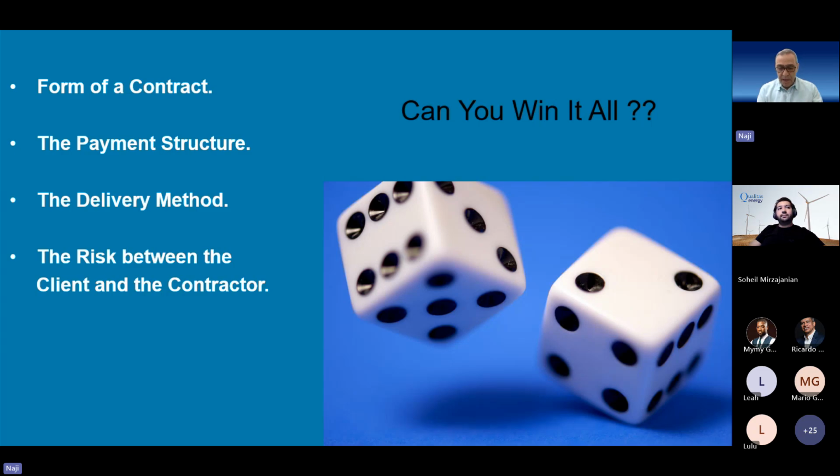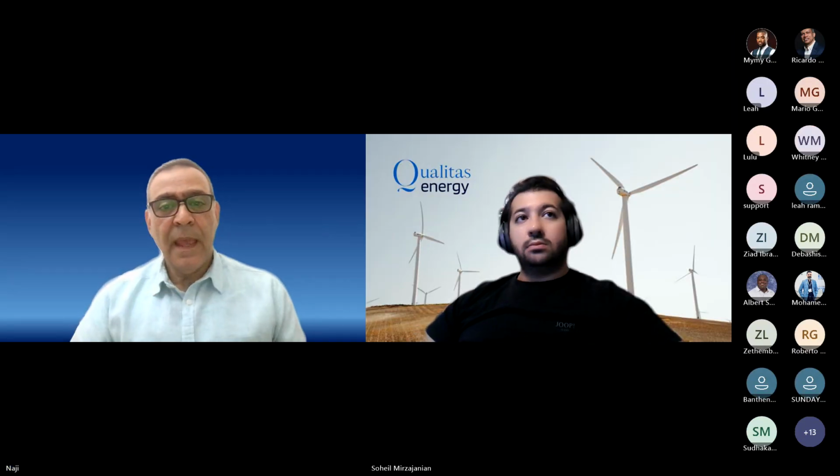So you select the contract model. You select the payment model. You select what form of a contract. Can you win it all? I mean, either a contractor or a client. The missing part here, who holds the risk? Who holds the risk? Can you win it all?